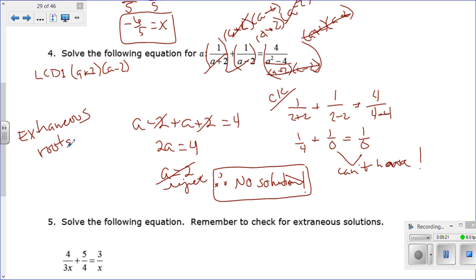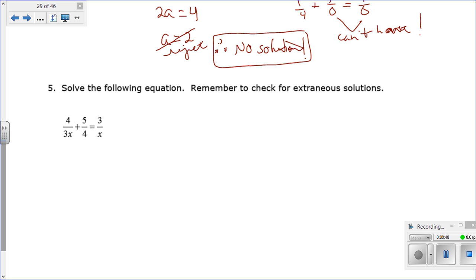What that means is when you're solving, you get an answer, but when you check, your answer makes the denominator undefined. So you have what they call extraneous roots. If you look at the word extraneous, it has the word extra in it. So essentially what you're getting is extra roots. So that's something that we have to be conscious of when we're solving these.